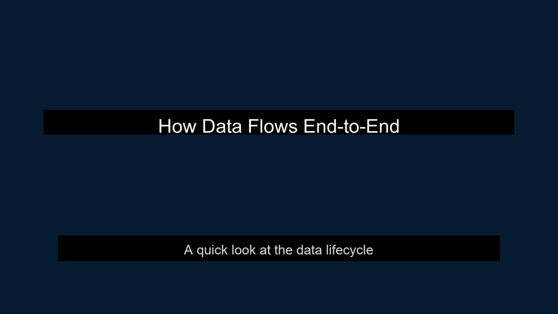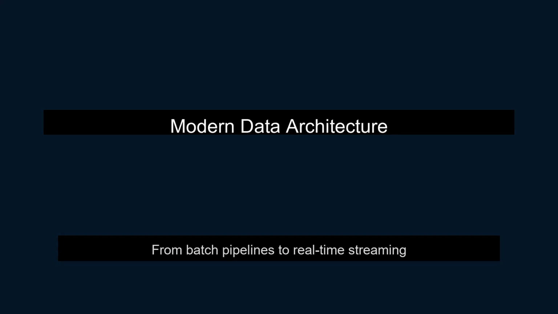Data is generated, ingested through APIs or pipelines, stored in lakes or warehouses, transformed using ETL or ELT processes, validated for quality, and finally consumed by dashboards or AI models. This is the modern data lifecycle. Today's architectures use hybrid patterns: batch processing with Spark, real-time streaming with Kafka, data lakes for raw storage, warehouses for analytics, and feature stores for machine learning. Architecture decisions depend on business needs.